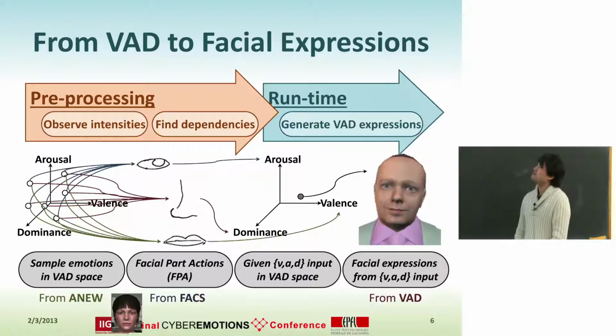Let me first show you, with the VAD to facial expression, how we generate a facial expression from the VAD coordinate. First, we take 18 emotional samples from the ANEW table. Then, from the Facial Action Coding System, we defined 12 facial part basic units and try to find the relationship between the samples and each face part.